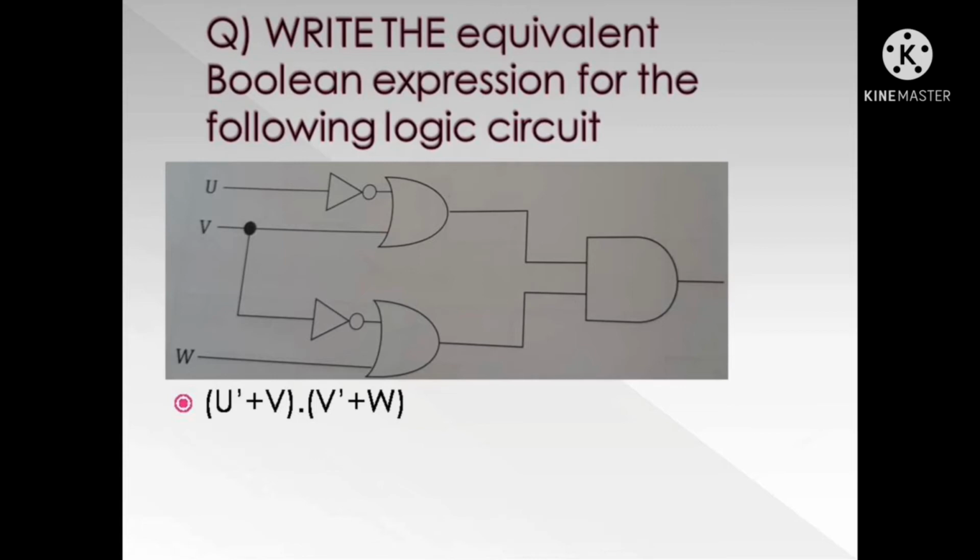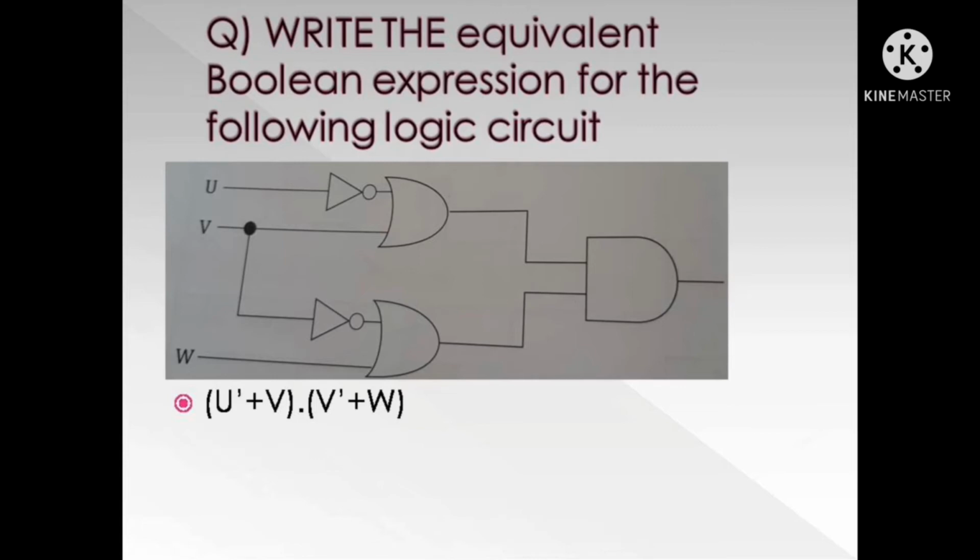The OR gate we are using as plus. Then U complement we give to OR gate. That we can write with the plus symbol. Then next, V is given to NOT gate. The output of NOT gate will be V complement. Then W and V complement are given to OR gate. That means V complement plus W.